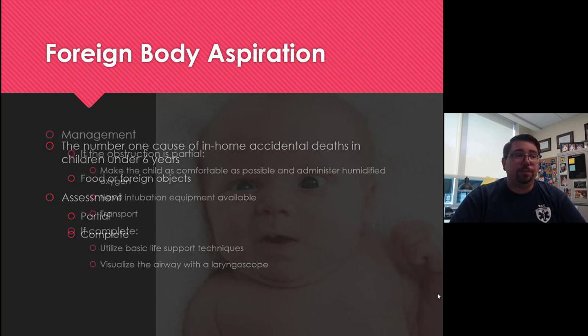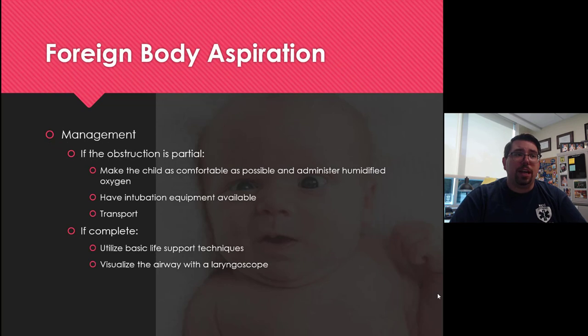a major concern. Management for foreign body aspiration includes, for the partial obstruction, make the child as comfortable as possible and then administer some type of humidified oxygen. Have intubation equipment available, including your Magill forceps if necessary, and transport safely to the hospital.